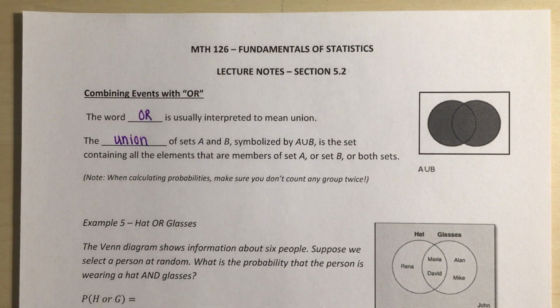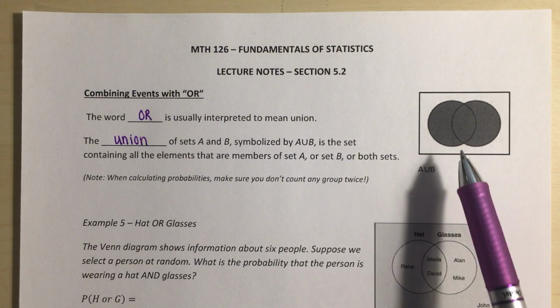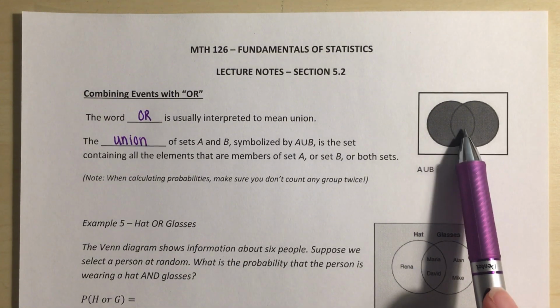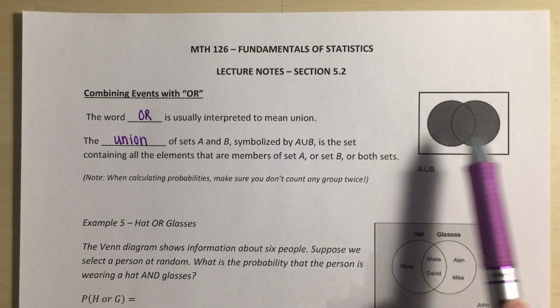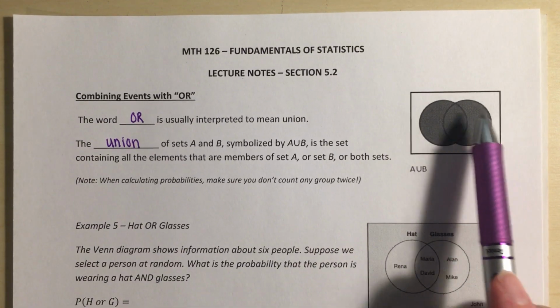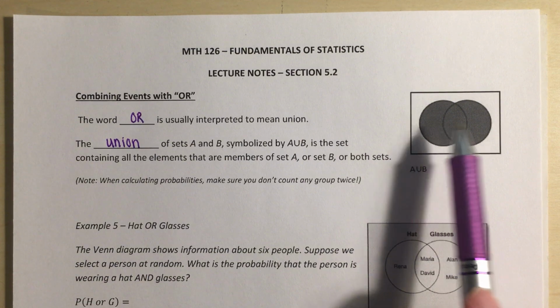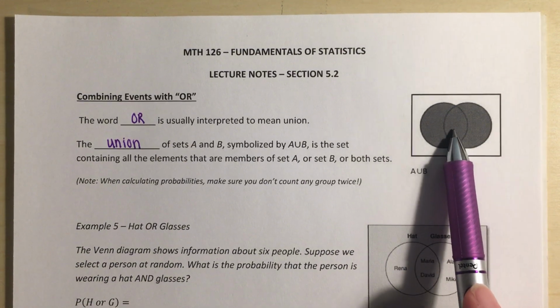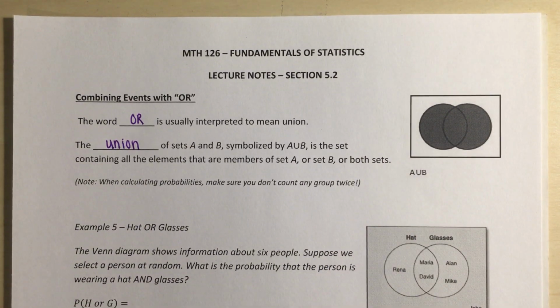Right, so we see that we flip the symbol. Our intersection is an upside down U, our union is a right side up U. And instead of just looking at the area in the middle, we want everything that's in the middle, that's both sets, and everything that's over here, or everything that's over here. So or means either A or B or both. It's an inclusive or.